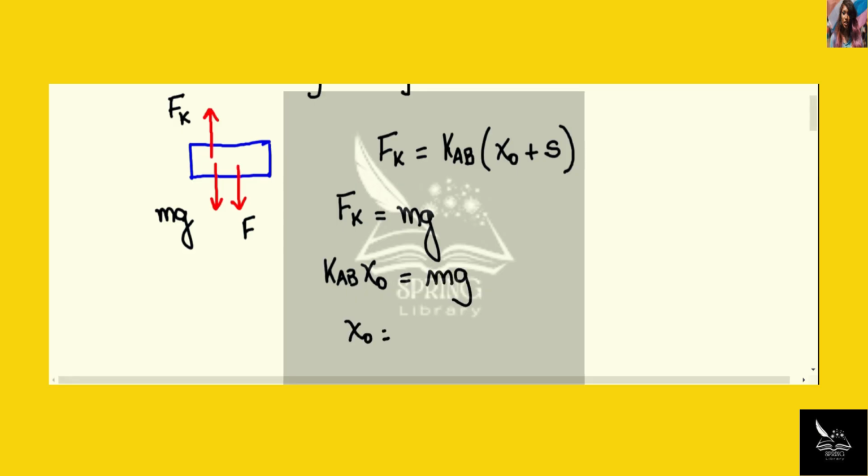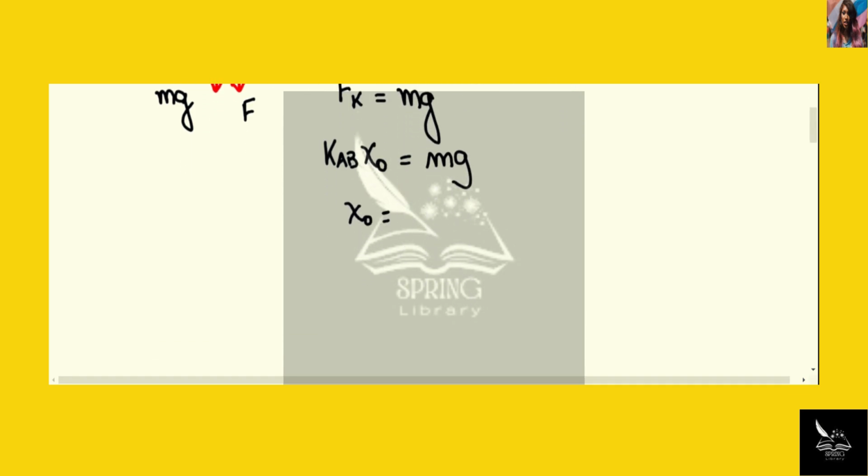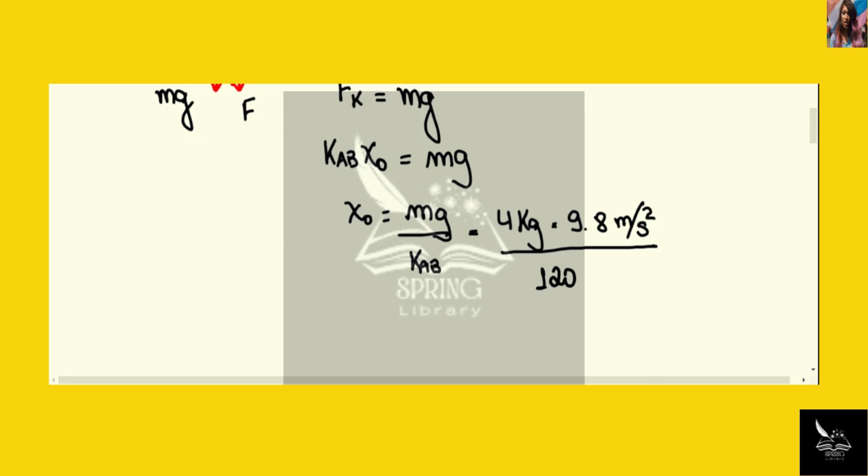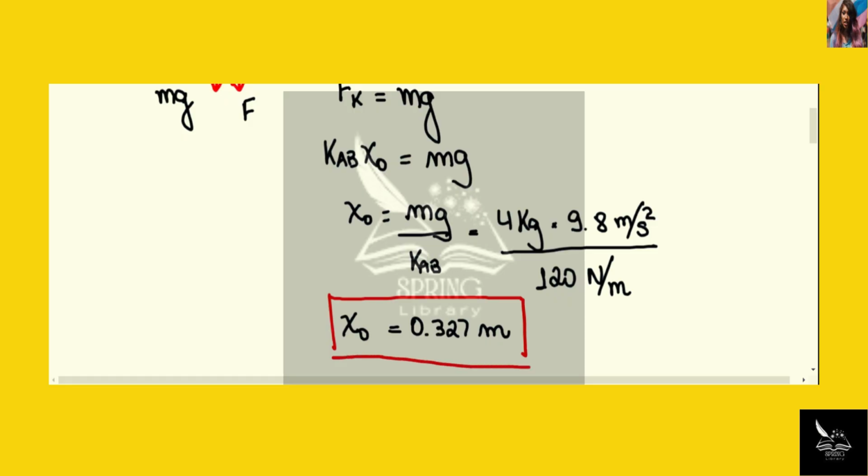So x0 is mg divided by Kab. Now m is 4 kilograms, g is 9.8 meters per second squared, divided by Kab, which is 120 newtons per meter. So x0 is equal to 0.327 meters. Okay, so this is the equilibrium position.